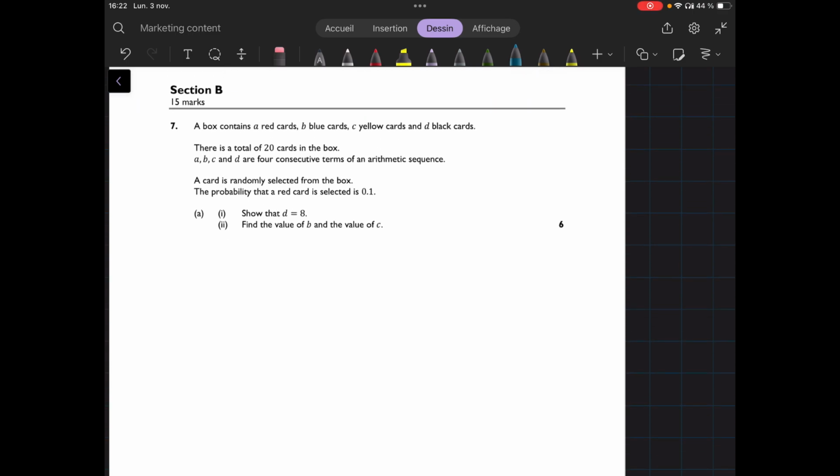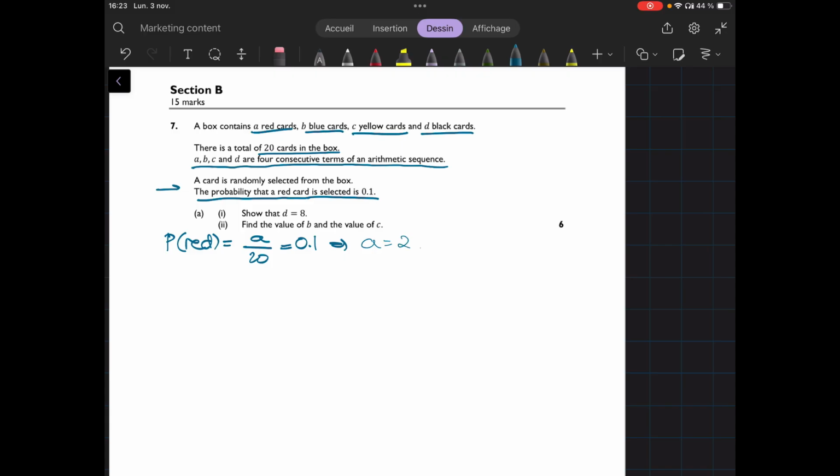Question 7. A box contains A red cards, B blue cards, C yellow cards, D black cards. We have a total of 20 cards in the box, and A, B, C, D are 4 consecutive terms of an arithmetic sequence. We are also given the probability that a red card is selected is 0.1. What does this information tell you? It means the probability of getting a red card is A divided by 20, and this is equal to 0.1. Therefore, A has to be equal to 2.